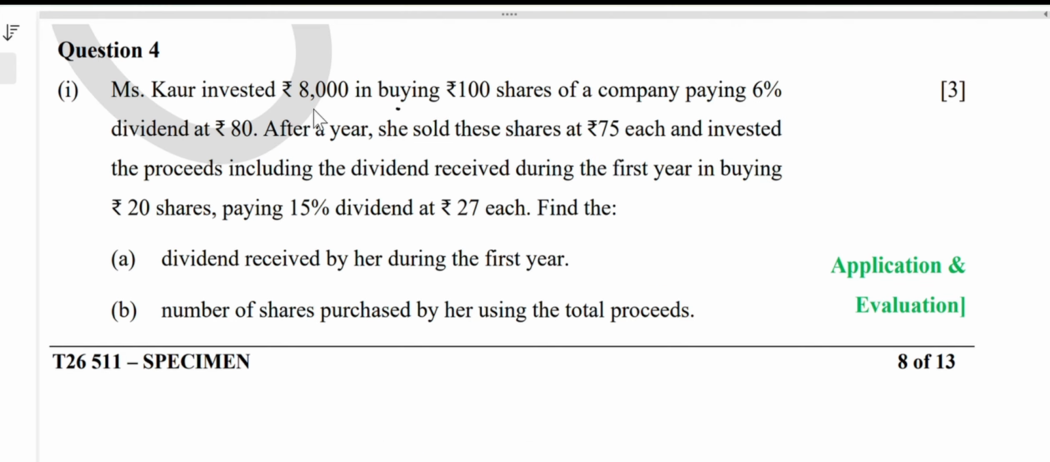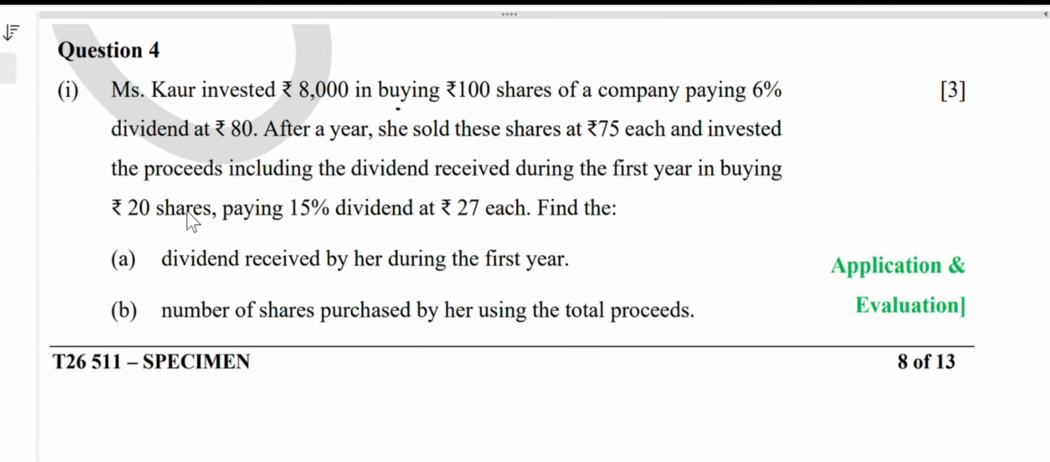Mrs. Kaur invested rupees 8,000 in buying rupees 100 shares of a company paying 6% dividend at rupees 80. After a year, she sold these shares at rupees 75 each and invested the proceeds, including the dividend received during the first year, in buying rupees 20 shares, paying 15% dividend at rupees 27 each. Find the dividend received by her during the first year, and the number of shares purchased by her using the total proceeds.